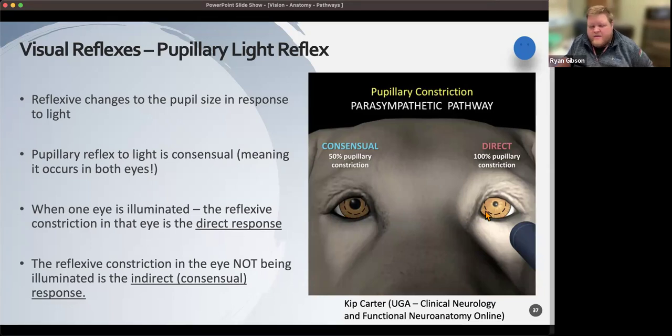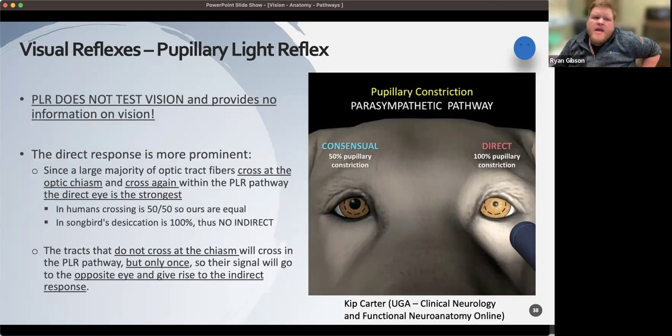And so when we're testing PLR, we have to say which eye we're stimulating. So in this example, we're stimulating the dog's left eye, and we're getting a direct response in the left eye, and we're getting a consensual or indirect response in the dog's right eye. So that's how we're going to use that terminology.